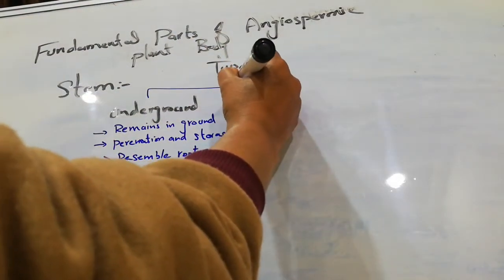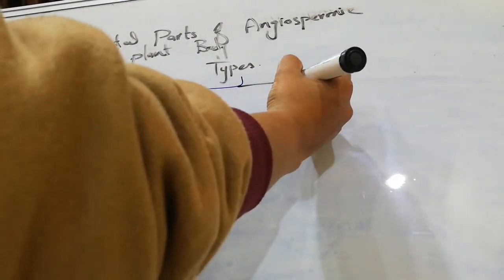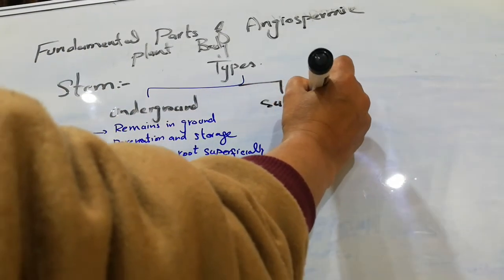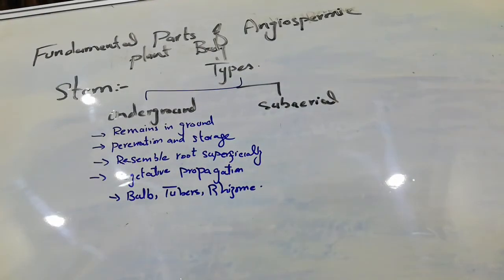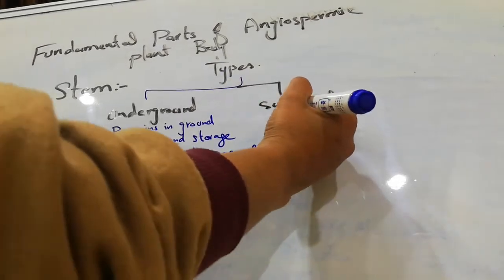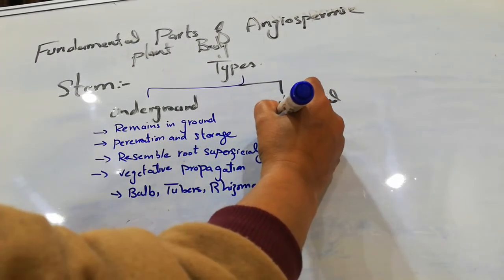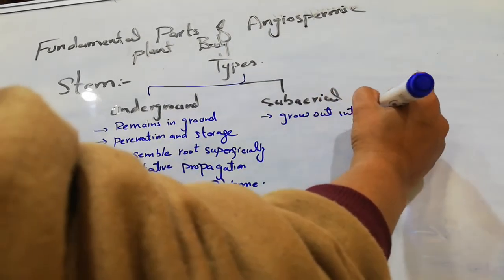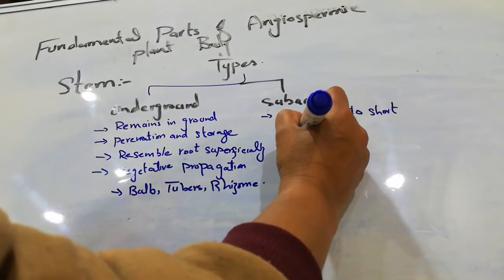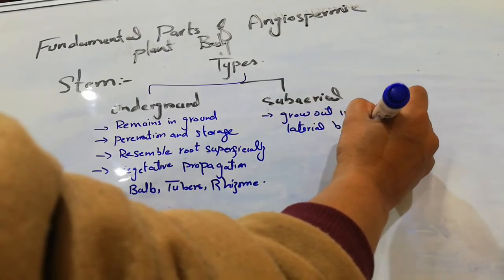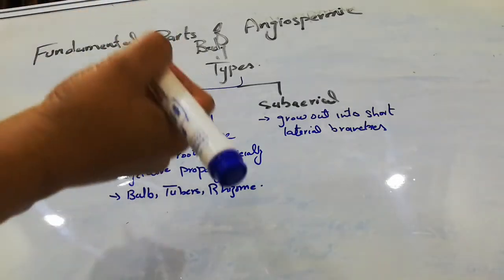The second type of stem is the subaerial stem. As the name suggests, in this case some of the lower buds of the stem grow out into short lateral branches. These are named on the basis of their origin, the nature of the stem, or the mode of reproduction.